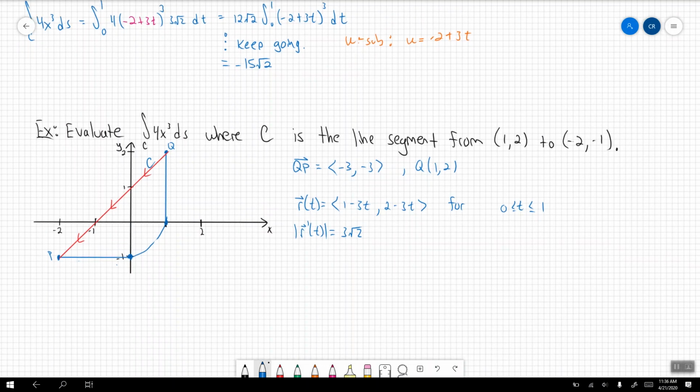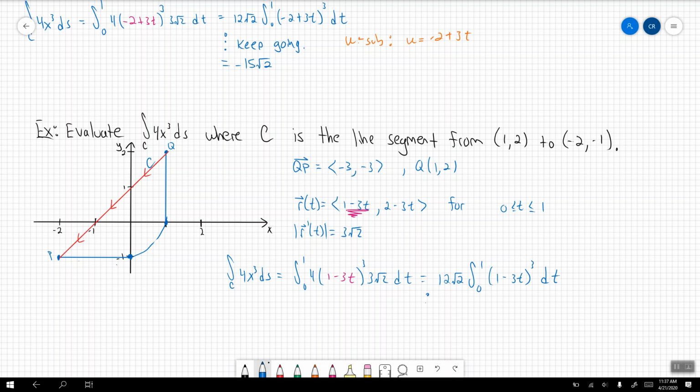Alright. So when we do the integration then, this integration for the curve of 4x cubed ds is now going to turn into the parametrization from 0 to 1, that's where that curve was located, for 4 times x. The x coordinate that we're choosing is this x coordinate, which is 1 minus 3t. And that's cubed. And that's still multiplied by 3 root 2 dt. If we clean this up, we should still get 12 root 2 multiplied by the integral from 0 to 1 for 1 minus 3t to the power of 3 dt. And there we have it.